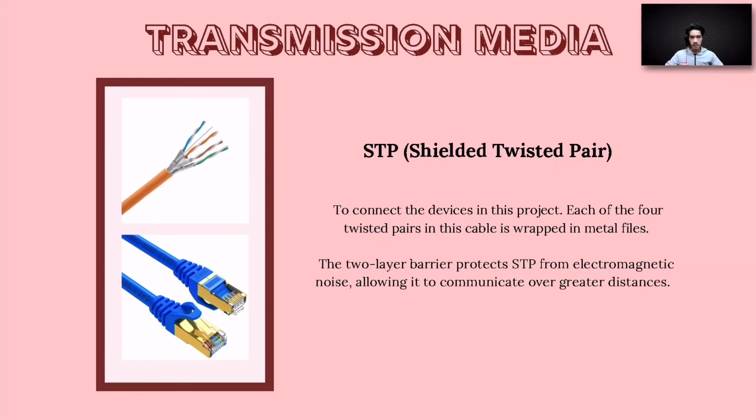For the transmission media, we use an STP cable. STP stands for Shielded Twisted Pair, to connect the devices in this project. Each of the 4 twisted pairs in this cable is wrapped in metal foil. The 2-layer barrier protects STP from electromagnetic noise, allowing it to communicate over greater distances.